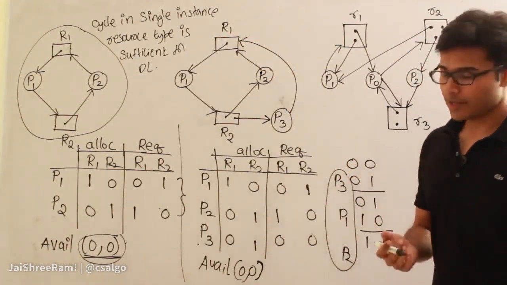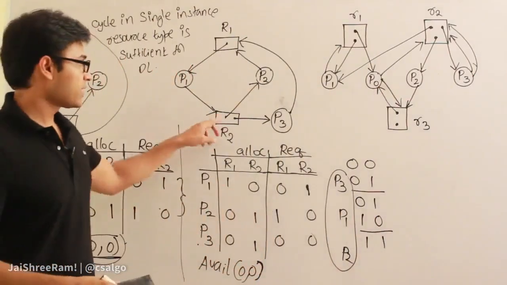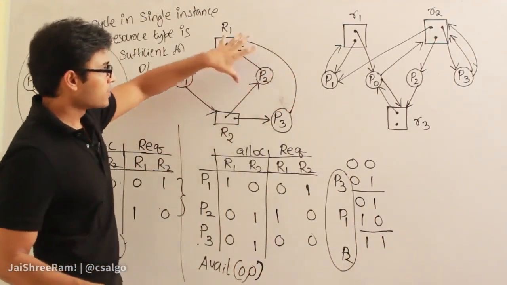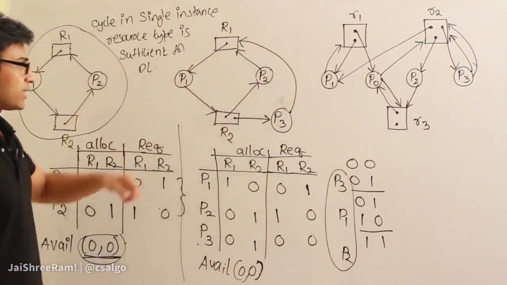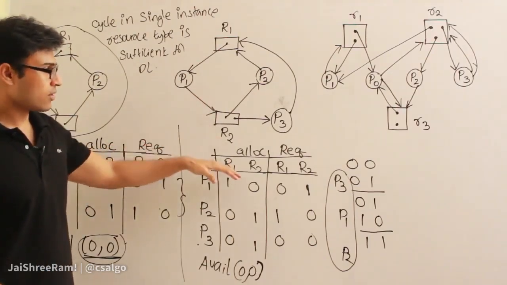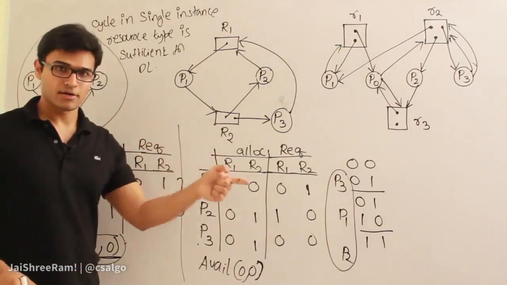Then let's analyze what happens. What I mean to say is, we have seen a multi-instance graph in which there was a cycle. Just remove this edge. There is a multi-instance graph in which there is a cycle, but still that cycle doesn't mean that there is a deadlock, right? So in multi-instance graphs, a cycle doesn't mean deadlock.